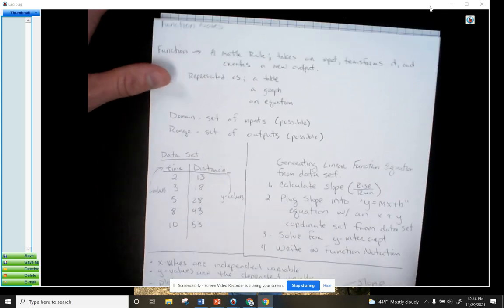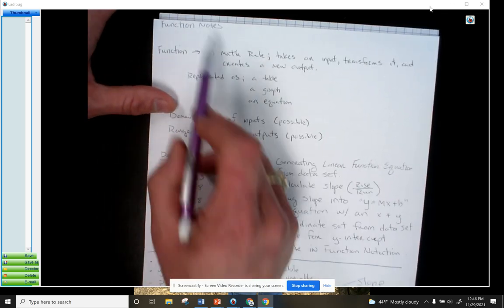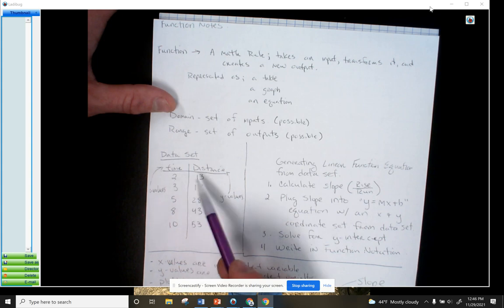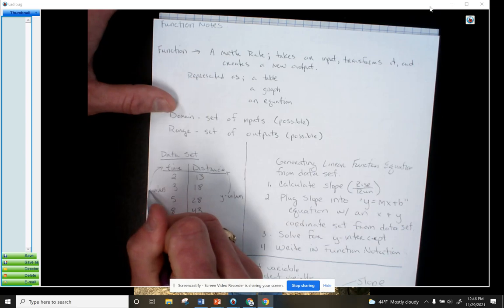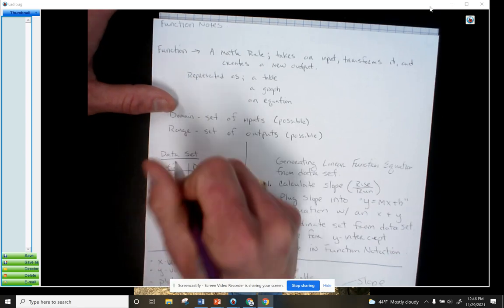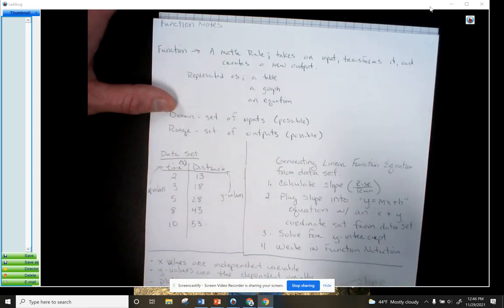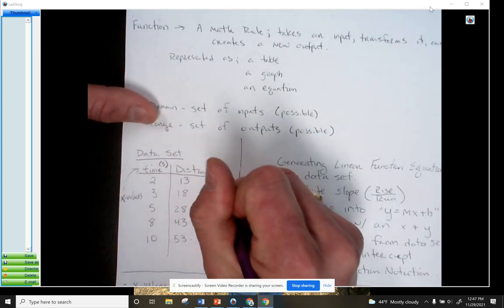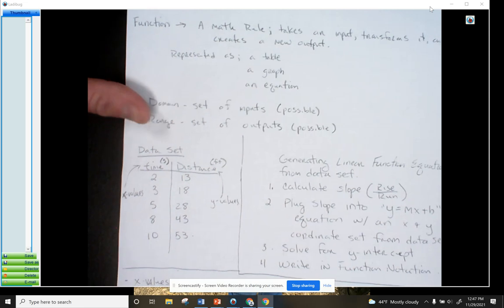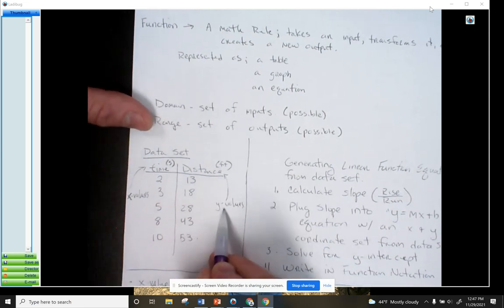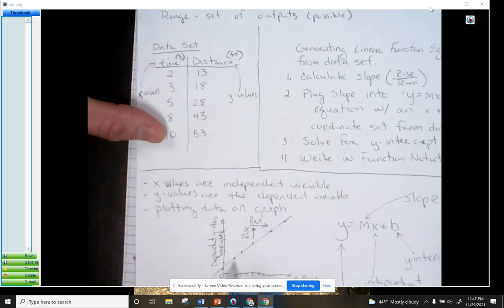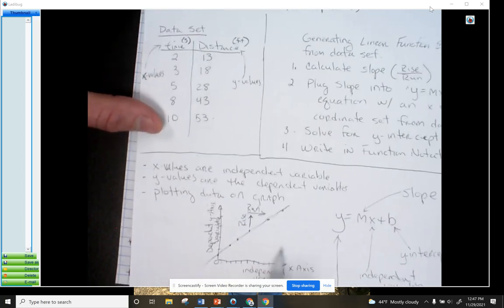Okay, so I'm going to be using this data set from the function notes. There's five coordinate sets, 2 and 13 to 10 and 53. Our x values, our time, is in seconds, and our distance is our y value, and that is in feet. The y values are going to run on this y-axis. The x values are going to run on this x-axis right here.